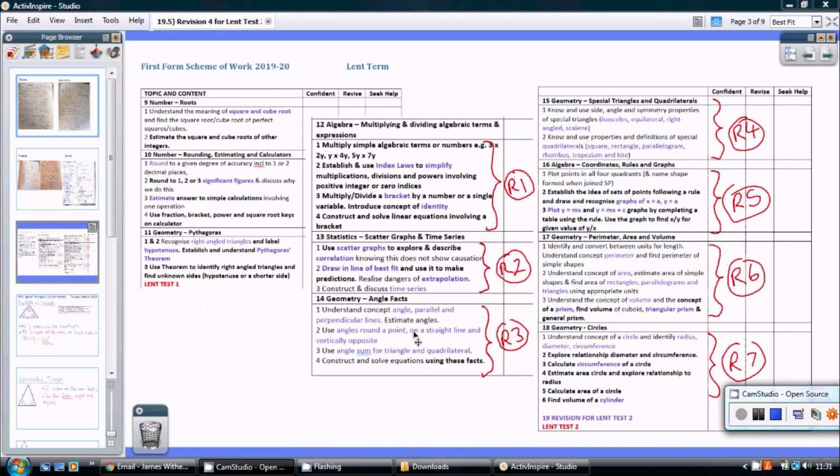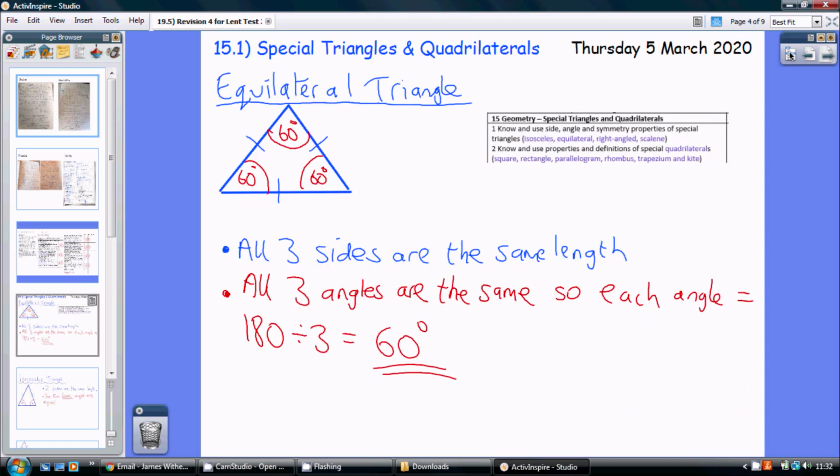Obviously last lesson we spent our time getting up to speed with Microsoft Teams. So we're back to revising now. Whilst this is our fifth remote lesson, it's going to be our fourth revision, and we're just specifically looking at the special triangles like isosceles triangles, equilateral triangles and right angled triangles, and also the various properties of the quadrilaterals, the four-sided shapes. So this is revision lesson 4, and it's everything we did back on the 5th of March.